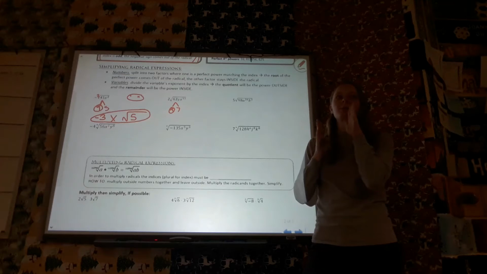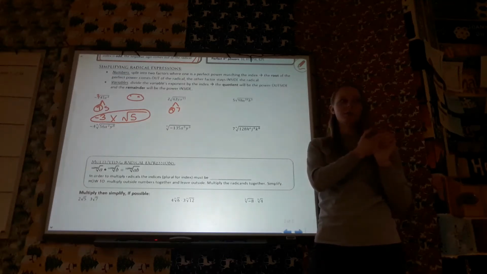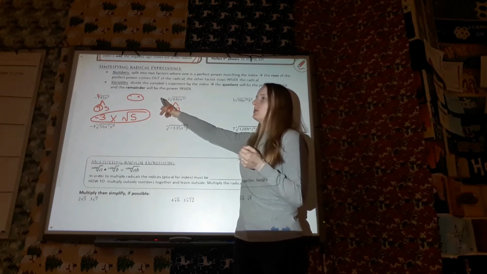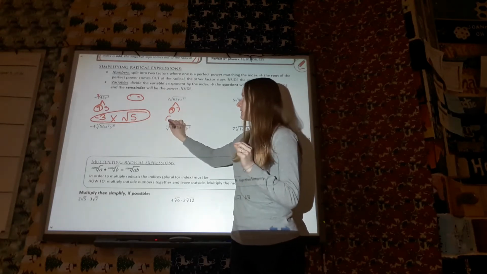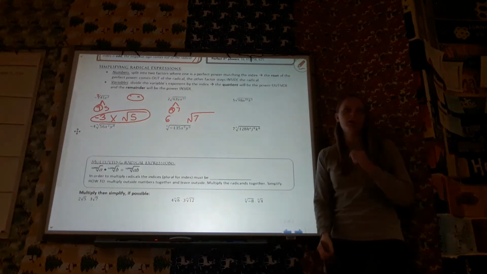Now, do you guys remember what to do if you already have a number on the outside of the radical and you're pulling another number out? You multiply them. A lot of students get confused on whether it's add or multiply. It's multiply. So if I'm pulling a 3 out to join the 2, I have to multiply them. That gives me a 6. Then I leave some space, and then the 7 is left on the inside.